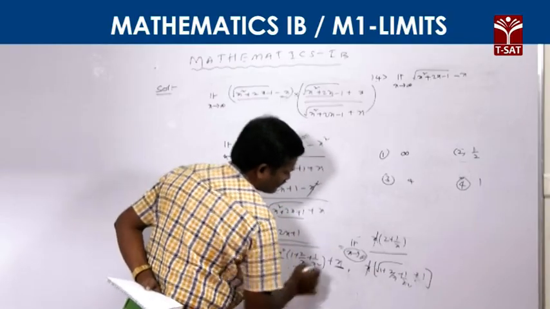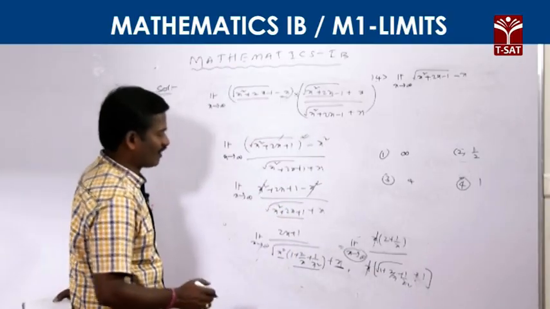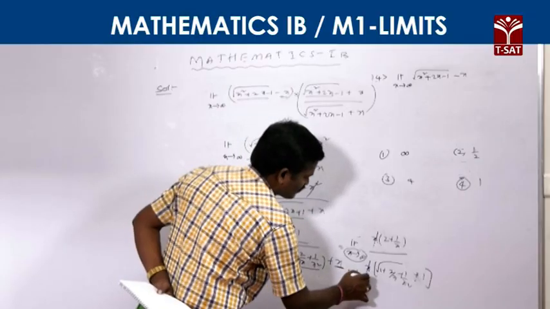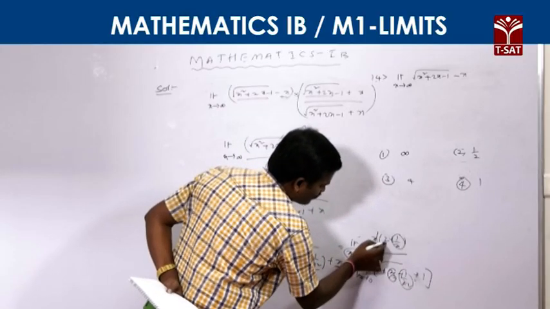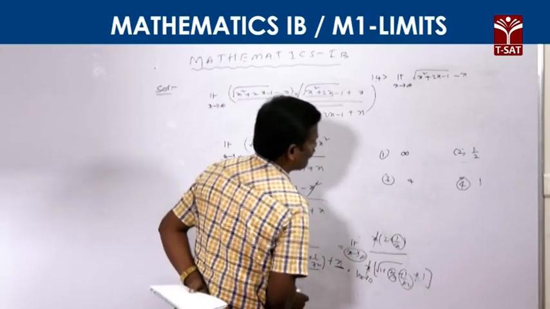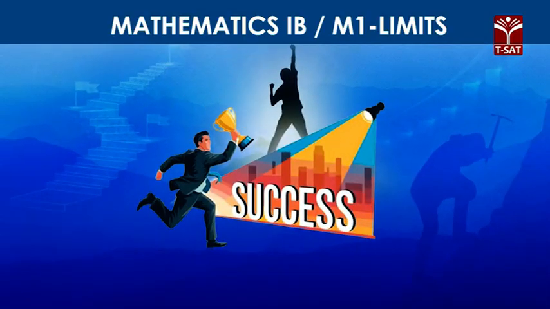So, here as x approaches to infinity, 1 by x tends to 0. So, that 1 by x tends to 0, substitute this part 0, this part 0 and this part 0. So, 2 by 1, answer is 2.